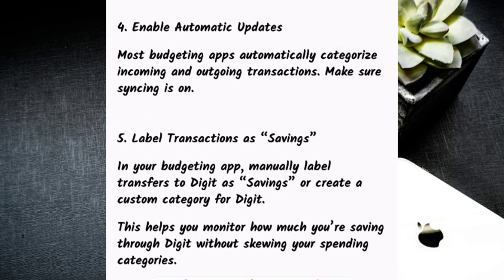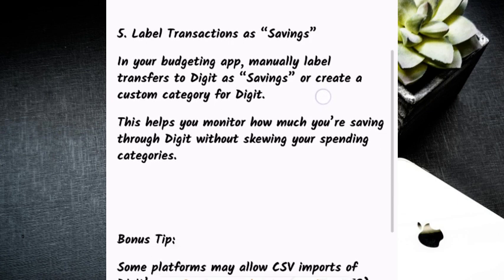Next, label transactions as savings. In your budgeting app, you want to manually label transfers to Digit as savings, or you could create a custom category for Digit. This helps you to monitor exactly how much you're saving through Digit without skewing your spending categories.